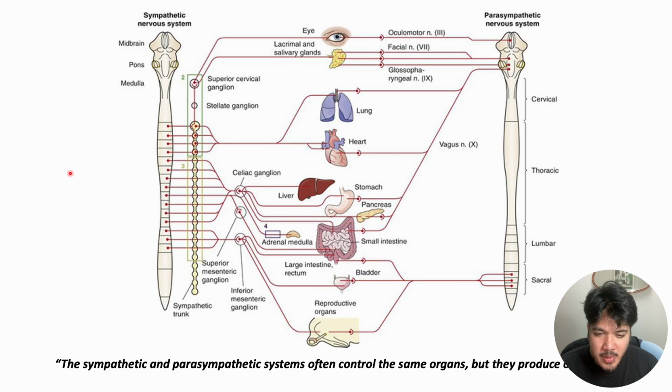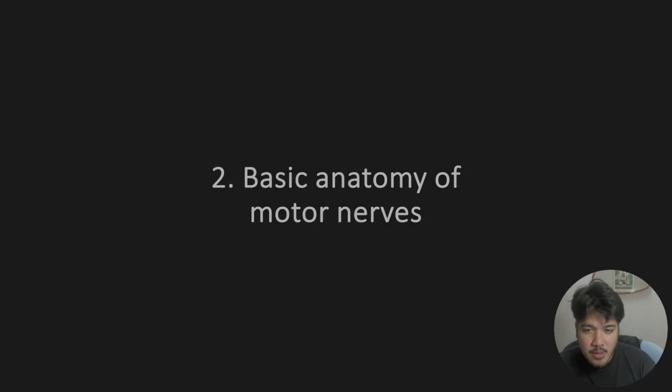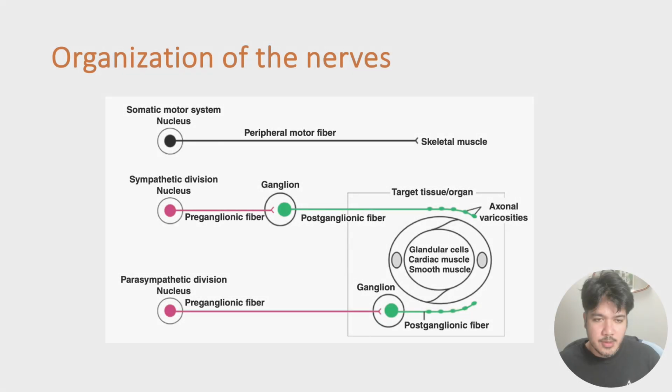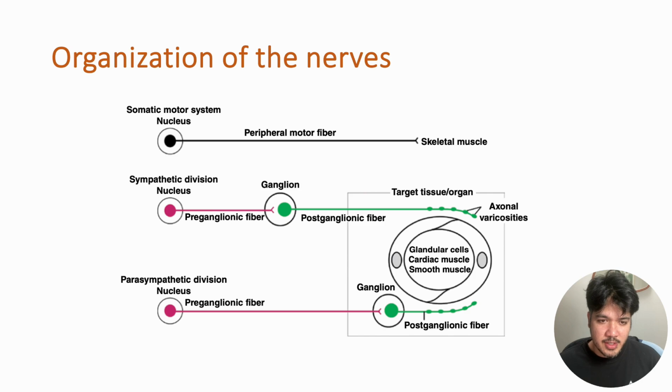Now, when we talk about the different organs that they control, I already went through this, but basically the sympathetic and parasympathetic system often control the same organs, but they produce different effects. All right, so let's just focus on the anatomy of the motor nerves and go through a little bit more detail on how they look, what's happening at that level.